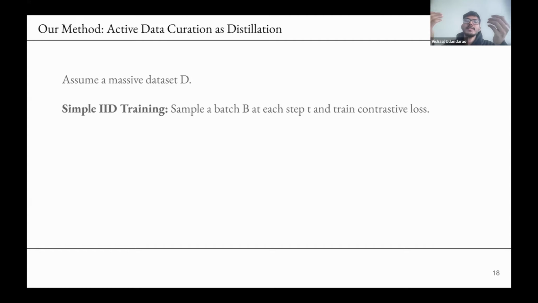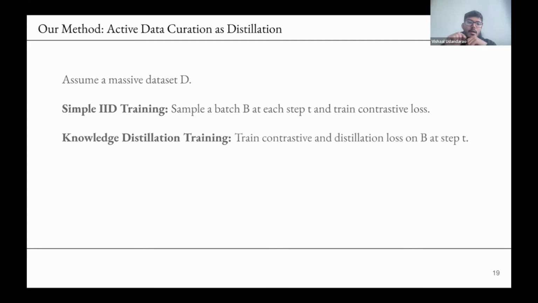And SigLIP does essentially the same thing, but instead of using a normalized softmax loss, it uses a sigmoid loss that has a pairwise unnormalization. And this is just standard, right? So this is the simplest thing you can do. You have your massive dataset D, you just sample at each step some random batch, and you train the model. However, note that in the first case, you're not really using any teacher, right? You're just taking your student model and training it on the dataset D by itself. There is no real notion of distillation from another model as a teacher.